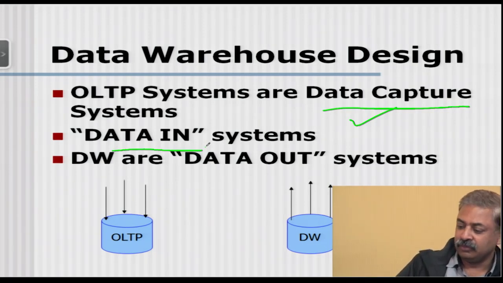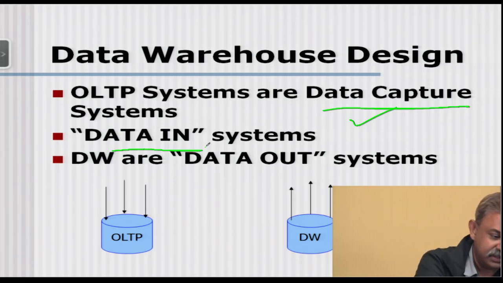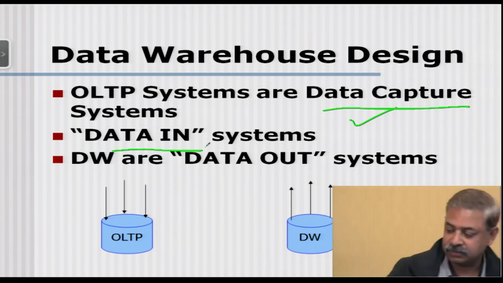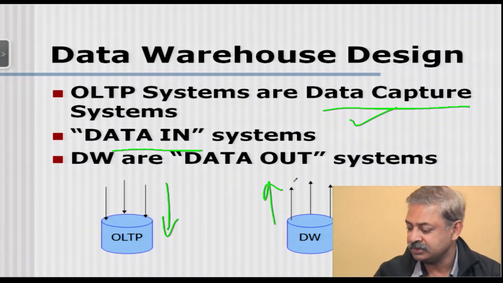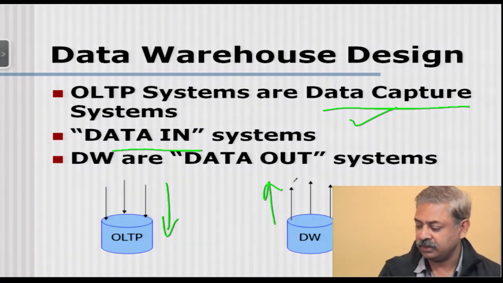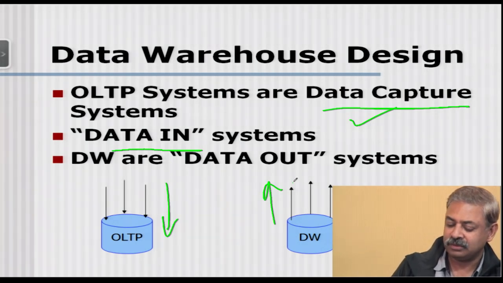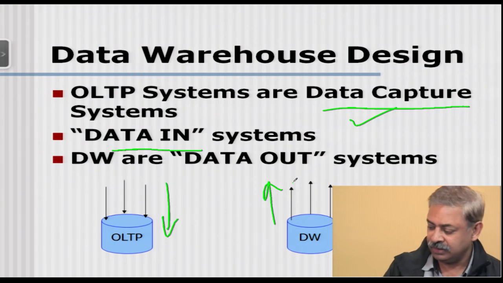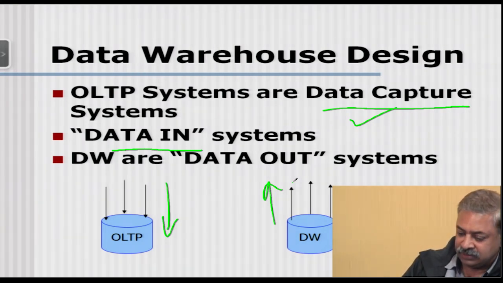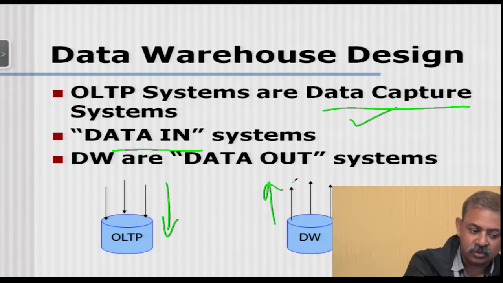And whereas if you look at data warehouses, they are data out systems. That's why these arrows are pointing down here and pointing up here. That means I want to take out the data from the data warehouse. Take out does not mean that I'll take it out from the data warehouse and put it somewhere else. Data out means I want to see what is there in that data. So I want to read that data and analyze what is there in it. So data warehouses are data out systems.